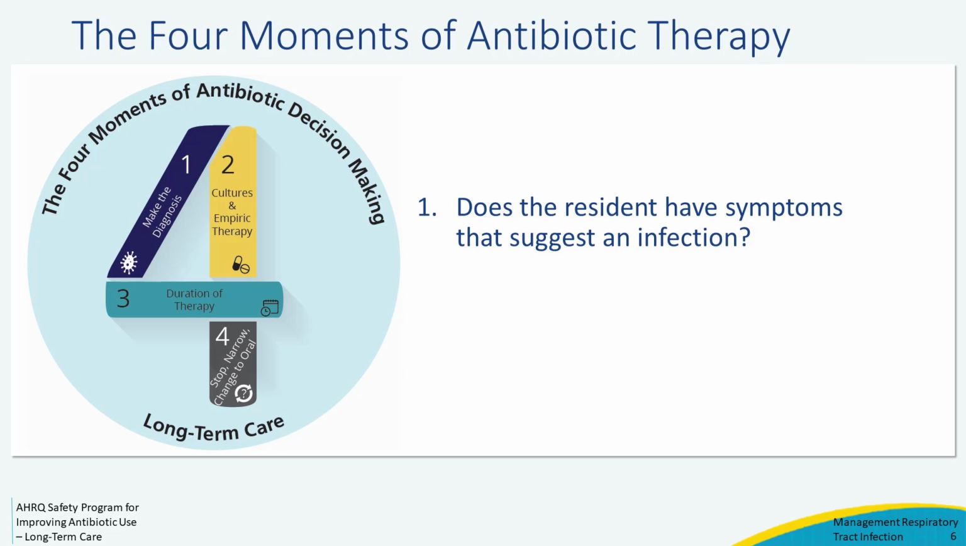Remember that the first thing to consider is whether the resident actually has an infection that requires antibiotics. In this case, Mary has an elevated temperature, a new cough, leukocytosis, and evidence of an infiltrate on her chest x-ray. She has had no witnessed aspiration events and is not a known aspiration risk.